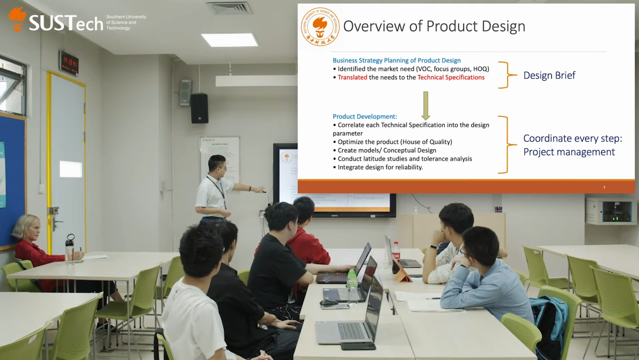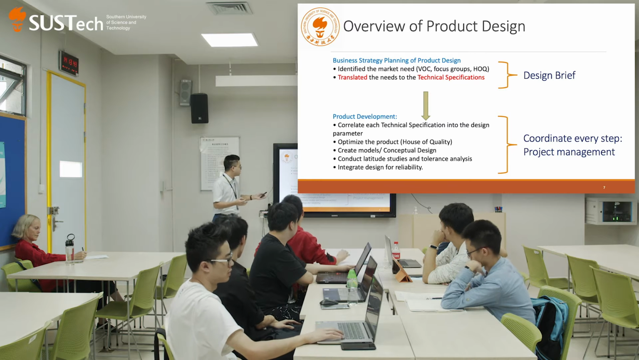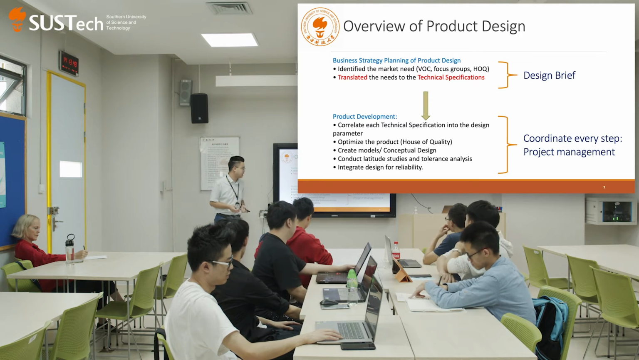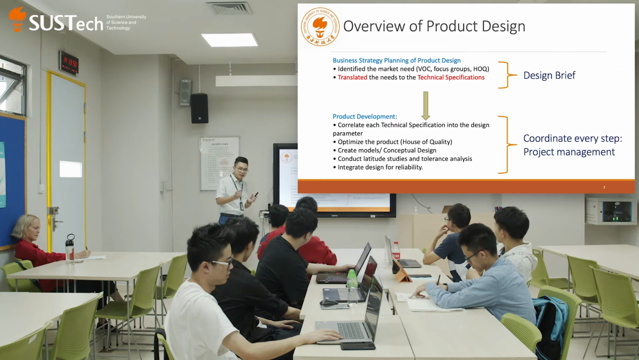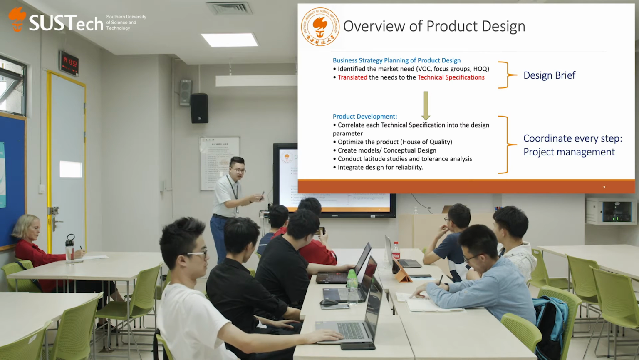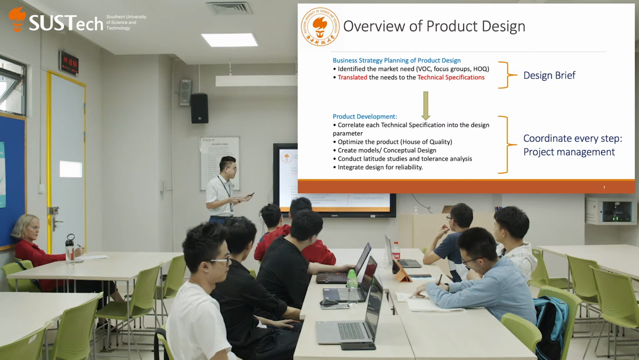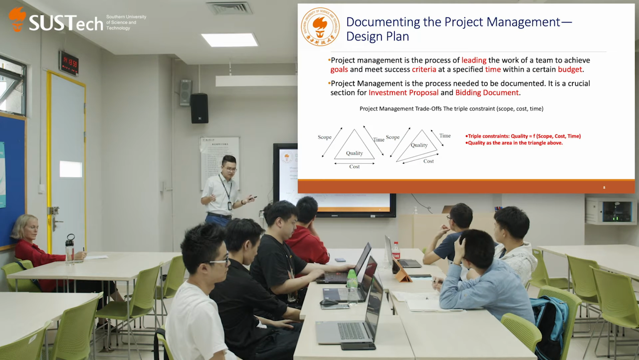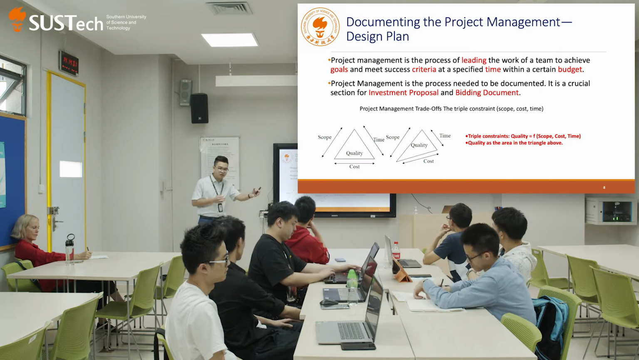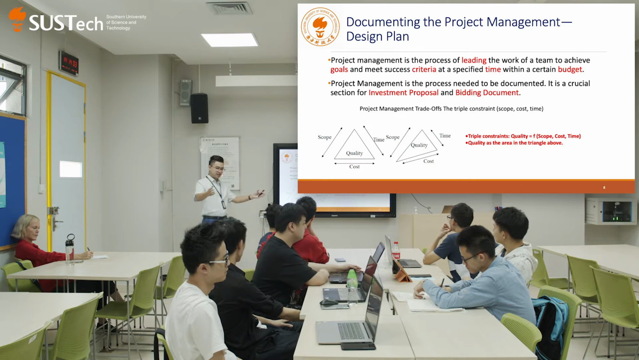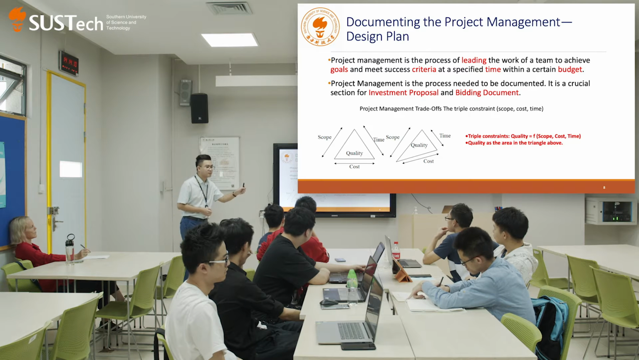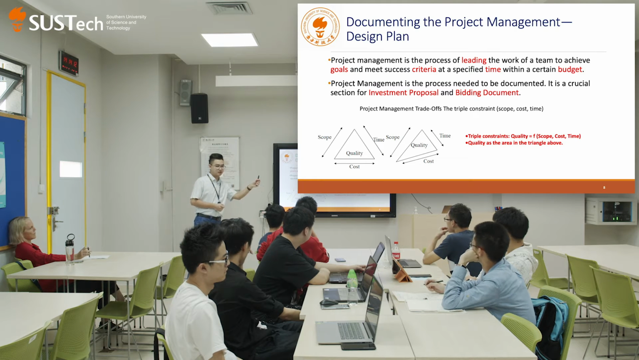And the next step, after we conduct all the business strategy planning, we can walk into the actual product development stage. The way we coordinate every step in the product development stage is called project management, right? Project management is a process for you to lead a team, a group of people, to accomplish the goals given a specific time and money, the budget, right?